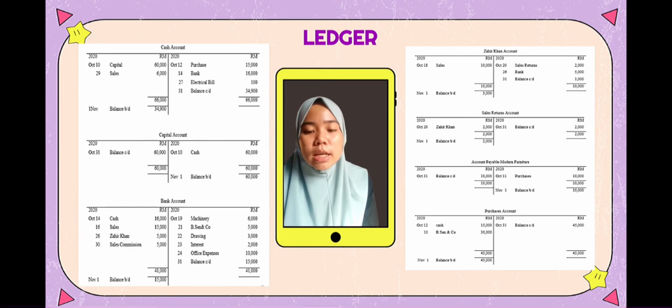For the capital account, the 31 October balance is 16,000. On 10 October the cash is 16,000. So the balance on 1 November is 16,000.